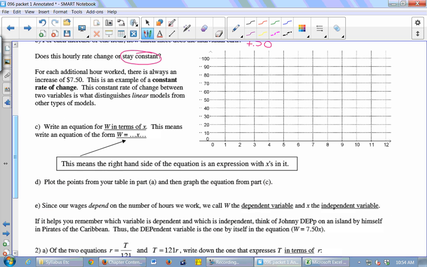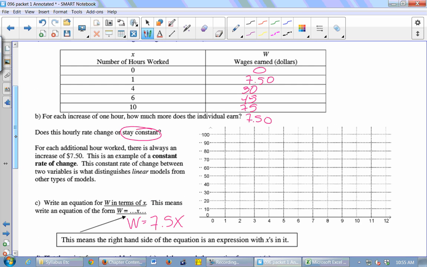All right, so if I wanted to write an equation for w in terms of x, that means I want to write an equation that looks like w equals some stuff with x's in it. That's what w in terms of x means. 7.5x. So there's my equation. Wages is equal to $7.50 per hour times the number of hours. All right, I'm going to plot my points that we came up with earlier. I've got 0, 0.